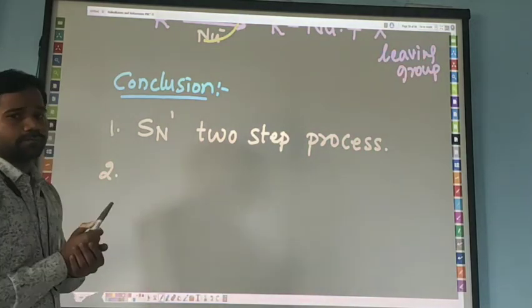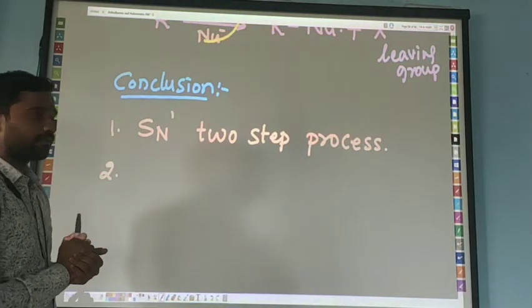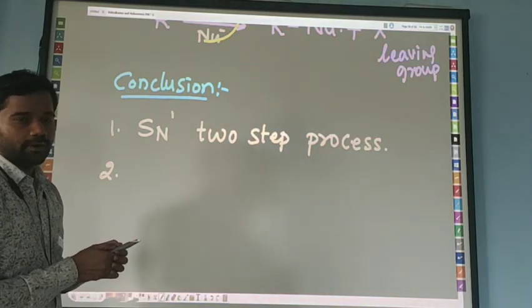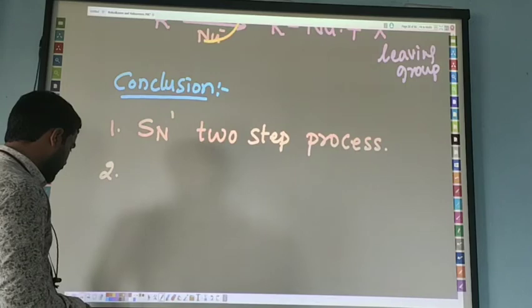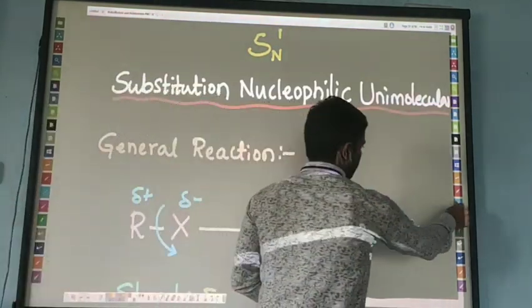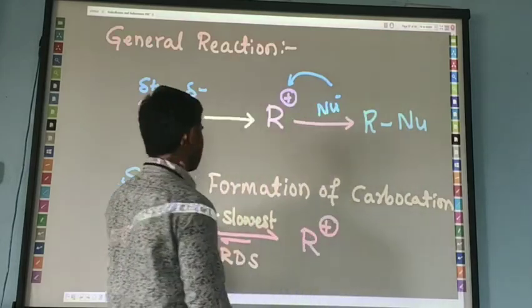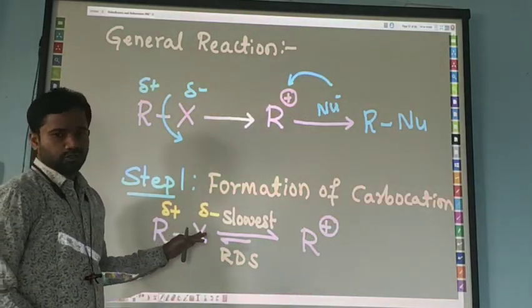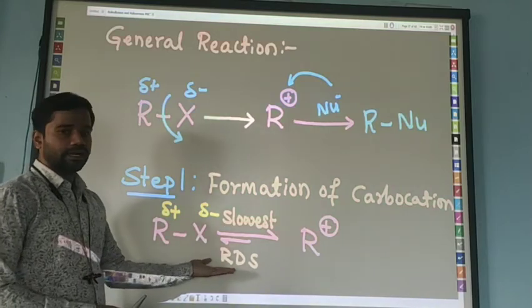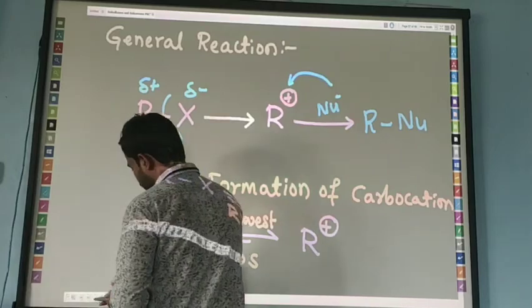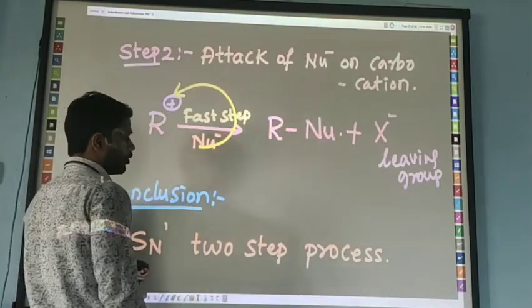Which step is considered the rate determining step? The rate depends on the slowest step. You already studied this. Which one is the slowest step here? The formation of the carbocation needs to be considered the slowest step. That is known as the rate determining step. The rate determining step is the formation of the carbocation.